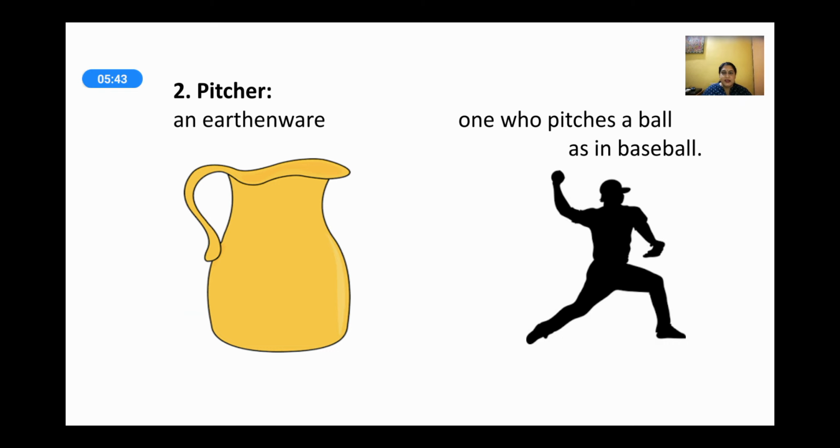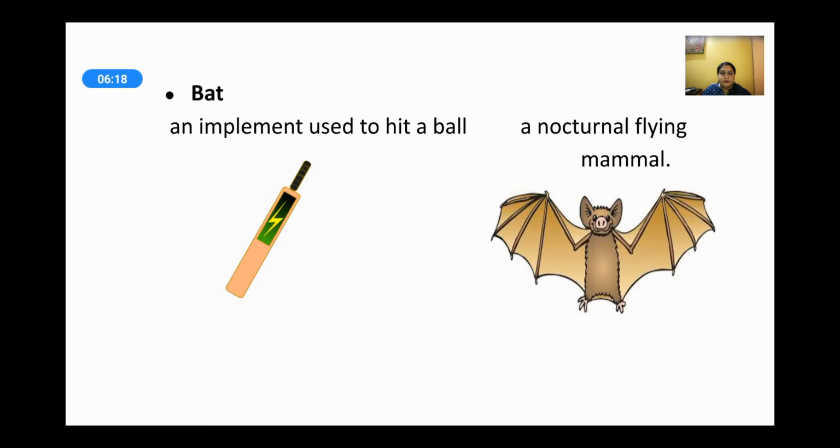Pitcher. It is a single word but it has multiple meanings. In the first instance, pitcher refers to an earthenware jar or a mug of water. In the other instance, a pitcher refers to a person who pitches a ball, as in baseball. In the game of baseball, a person throws the ball. He is referred to as a pitcher. So the word pitcher has two meanings. In the first instance, it refers to a terracotta or a clay jar or mug, and in the other instance, pitcher refers to a person who pitches a ball, as in baseball.